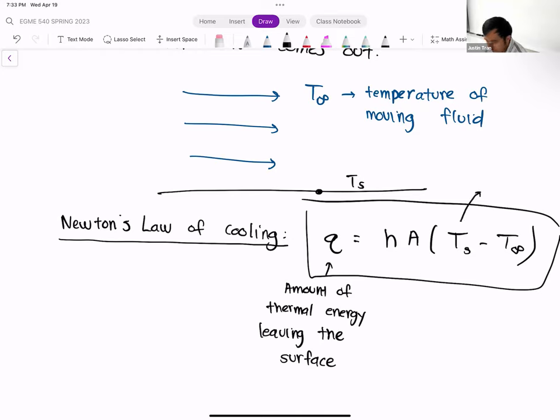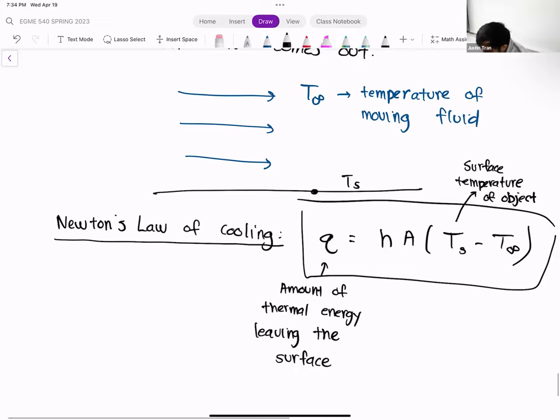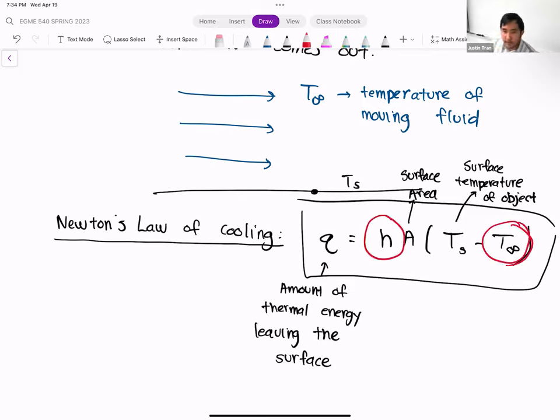TS is the surface temperature of our object. That's something you don't have to specify yourself, because that's just going to be whatever you solve for in the simulation. A here is the surface area, and that's also something you don't have to compute, because ANSYS can compute that on its own. But the two things that you do have to specify to ANSYS are the values for H and T infinity.